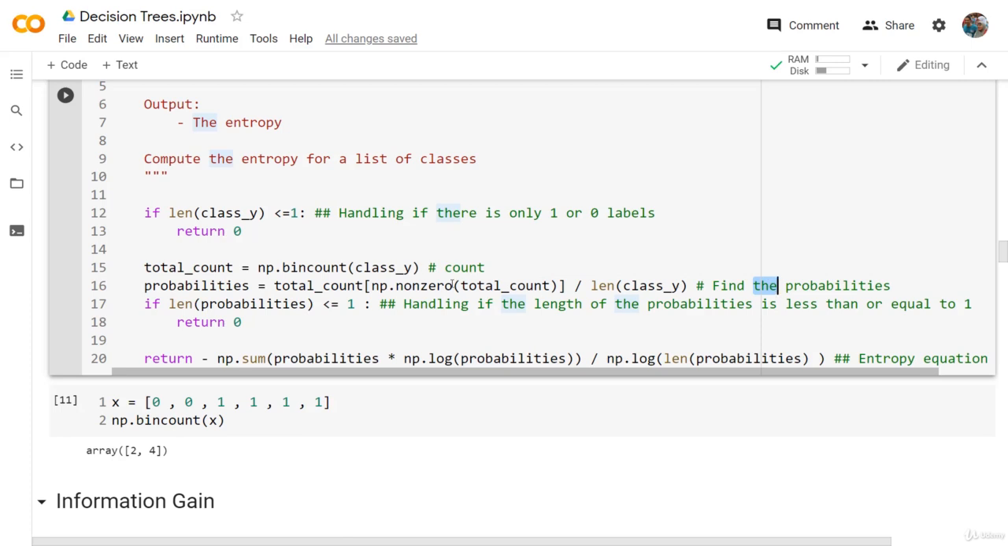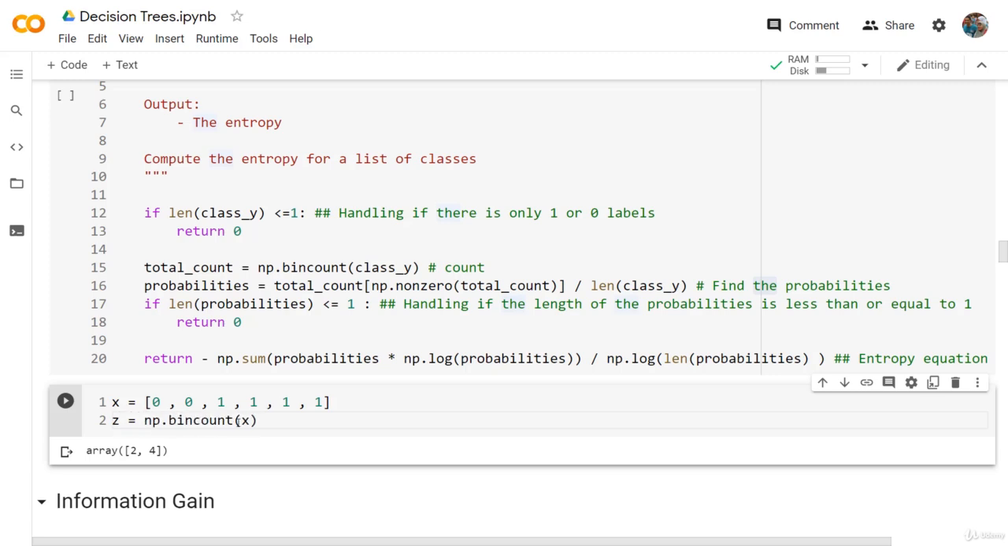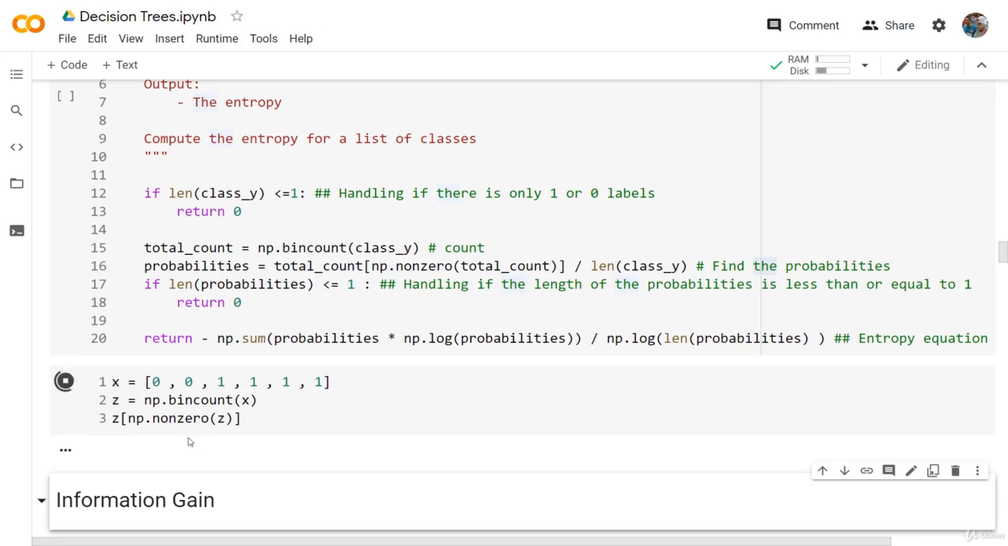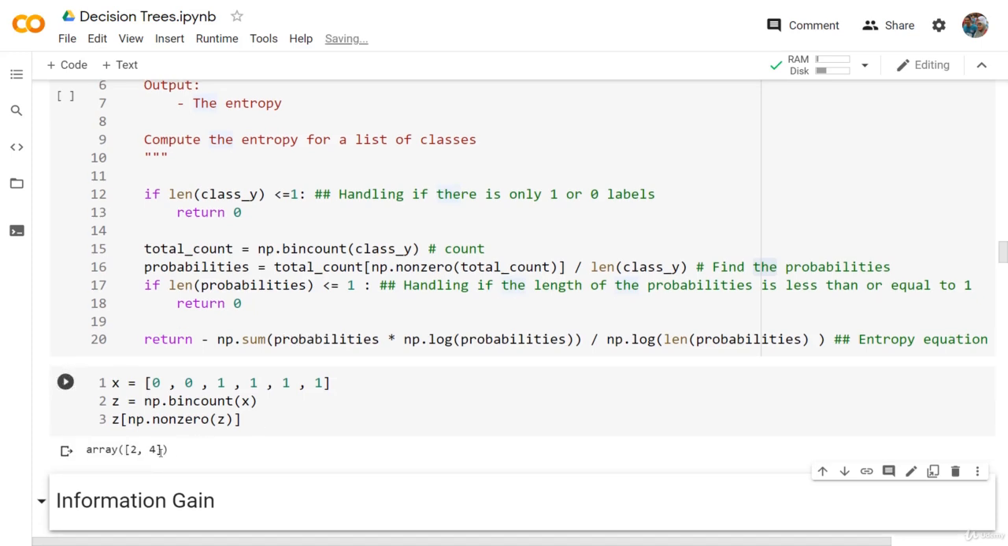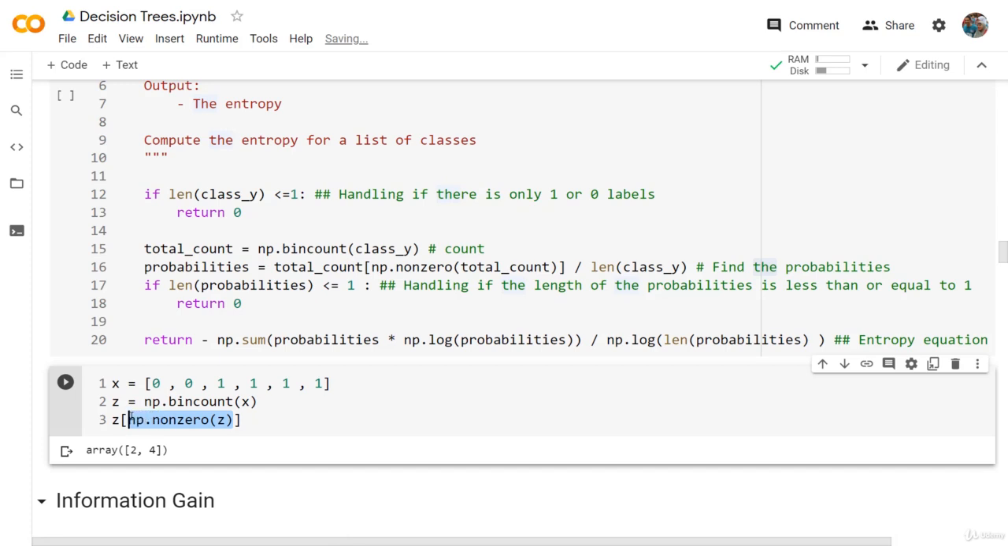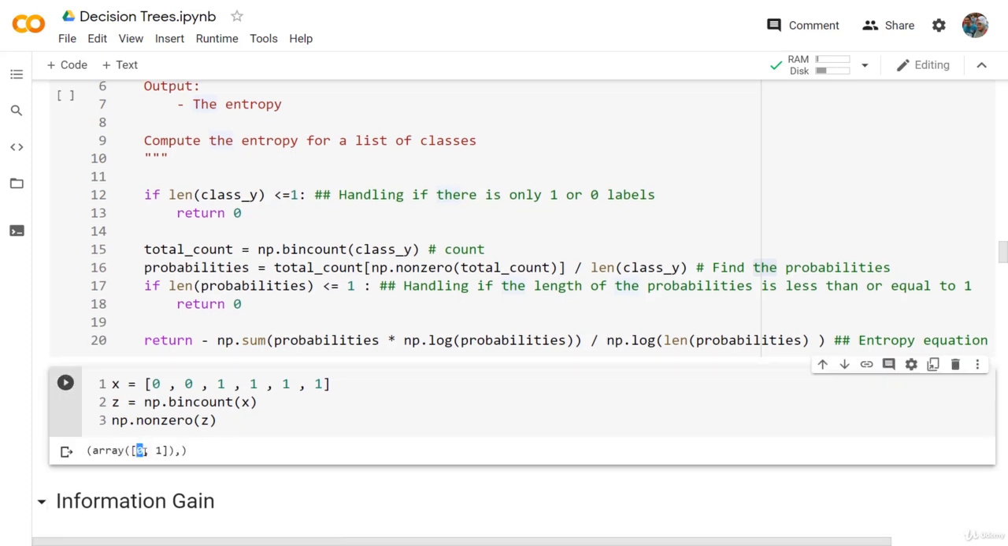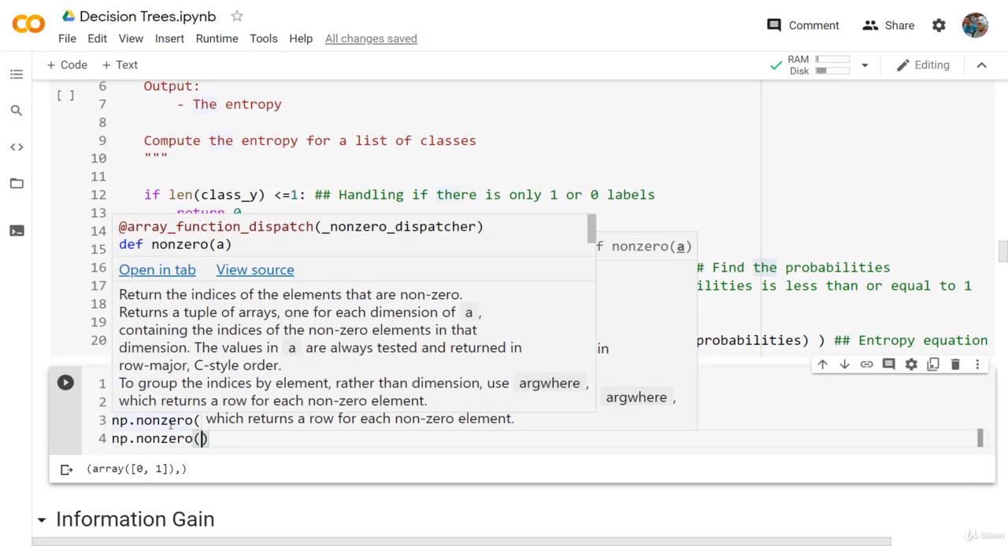Then what we are doing here is trying to find the probabilities. How are we going to find the probabilities? Let's call this Z. Now, if I come here and write Z.nonzero, and I give it Z, you will see that we have 2 and 4. In order to understand what we are doing, let's call the function nonzero. If we do so, you will see that we have 0 and 1. So it's returning 0 and it's returning 1. If we read the documentation for this function, as we can see, we are giving it the count.